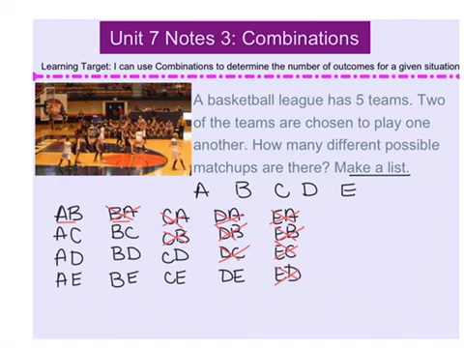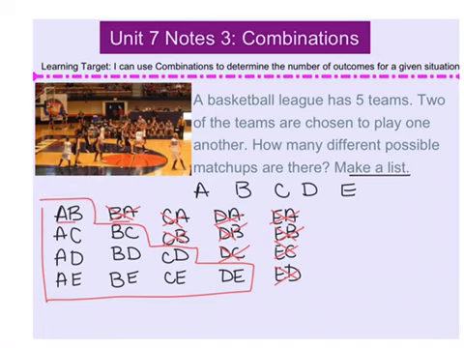So when I'm looking at how many matchups I have here, I'm really looking at these ones here. And if I count them up, I have 1, 2, 3, 4, 5, 6, 7, 8, 9, 10 different matchups that I can make. So when we're looking at the difference between yesterday's notes and today's notes, yesterday we didn't get rid of these similarities because A and B and B and A were different things. Order mattered. That's what changes for combinations today.